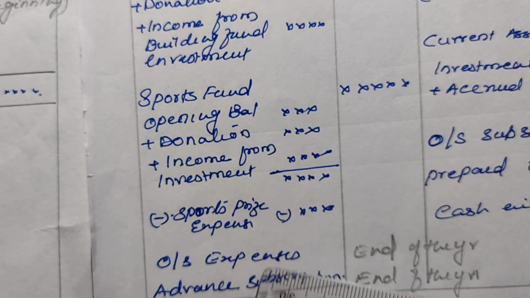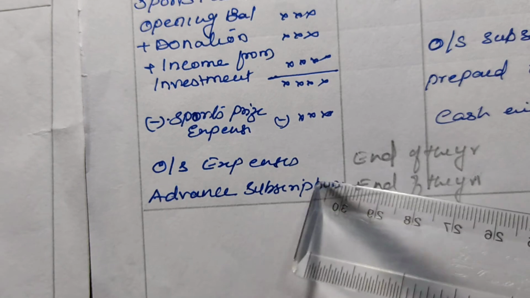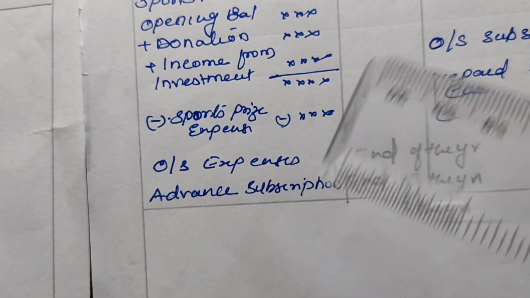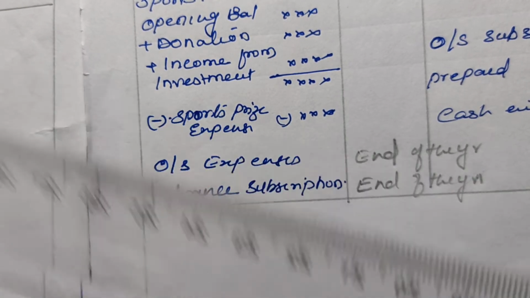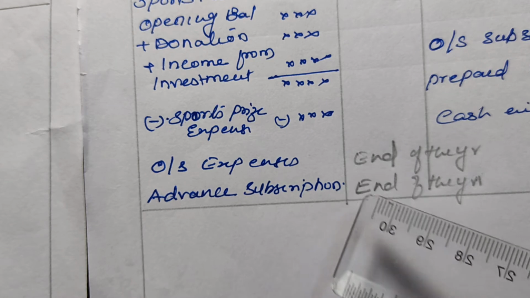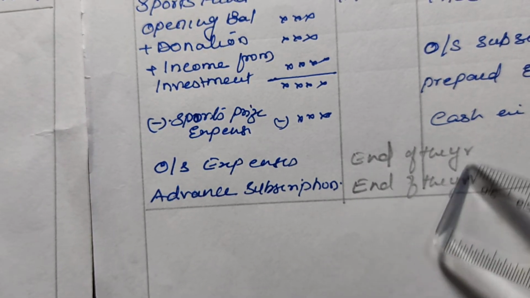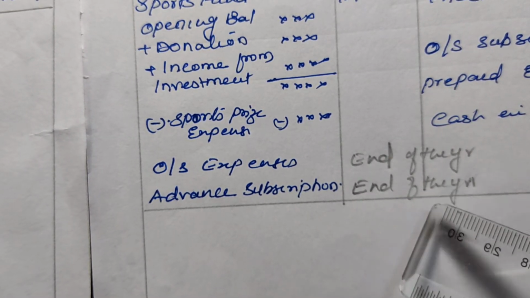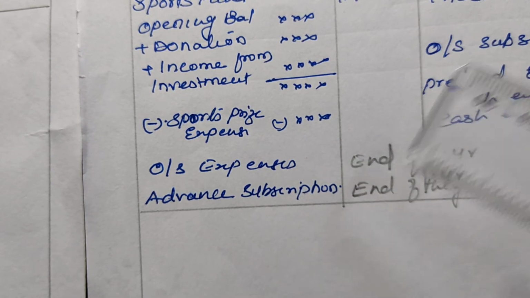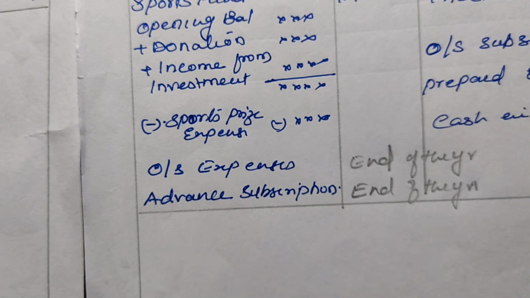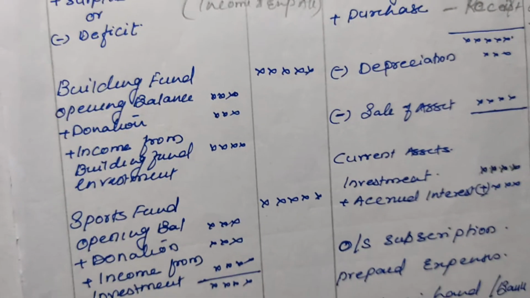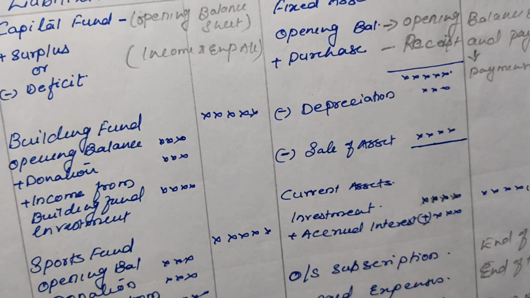Same way, advance subscription, whatever we are recording in the opening balance sheet, that will be recorded in the closing balance sheet also. The only difference is that in the opening balance sheet you will write the beginning of the year figure, and here in the closing balance sheet you will write the figure of the end of the year. And the other major difference is that in the opening balance sheet we do not do any adjustment, we only directly write the amount. Okay, all the adjustments are done in the closing balance sheet.